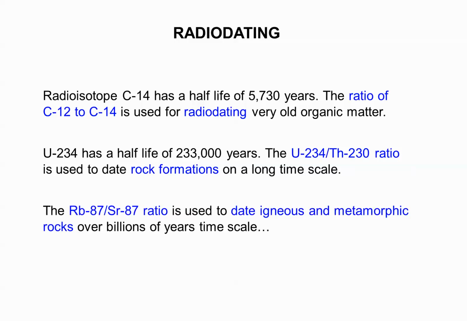Another method is the decay of rubidium-87 to strontium-87, used to date igneous and metamorphic rocks over a billions-of-years time scale. Remember that the age of the universe is around 14 billion years. Another application, medicine, radioisotope generator.